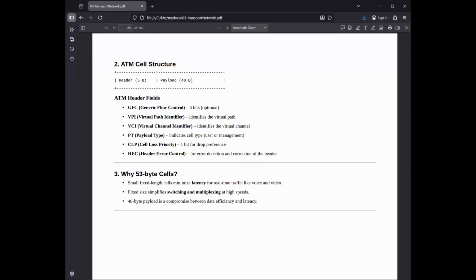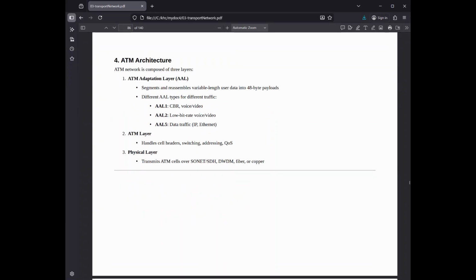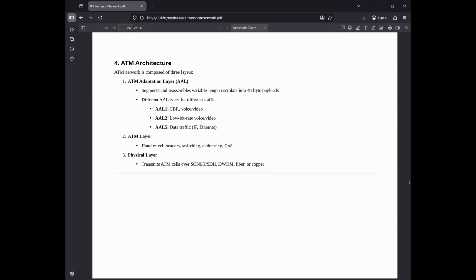For the header, ATM architecture. ATM operates as a connection-oriented network. Before data is sent, a virtual circuit, path, must be established between the sender and receiver.